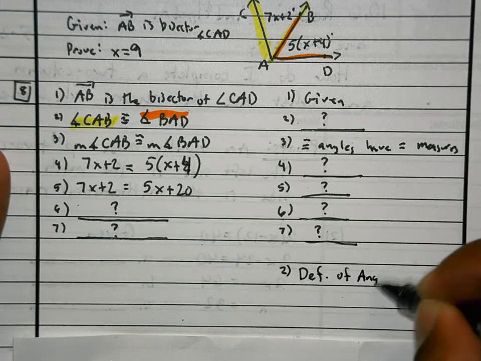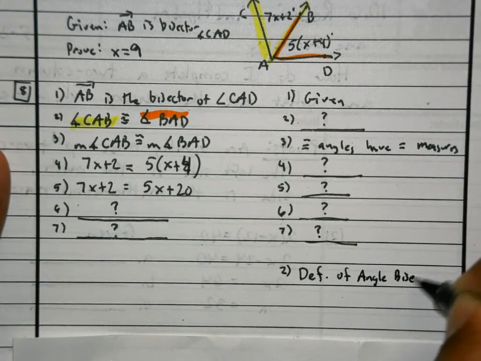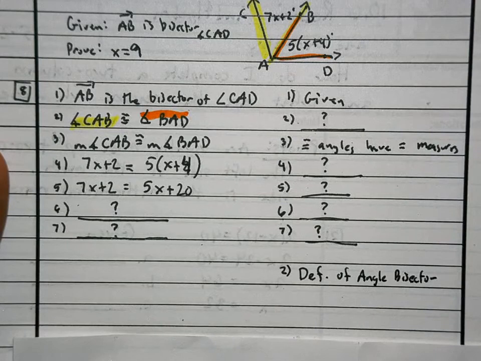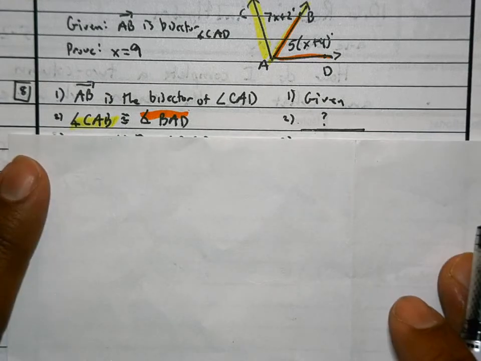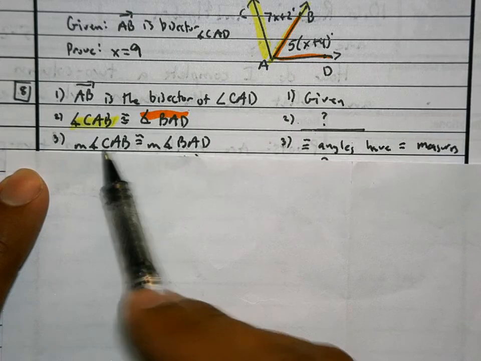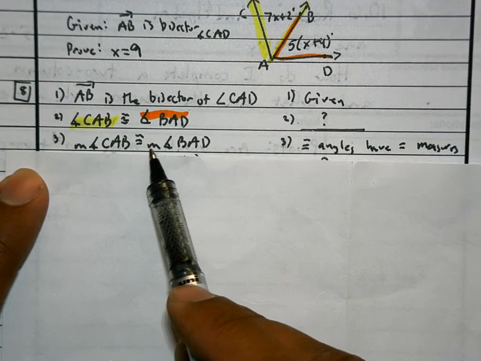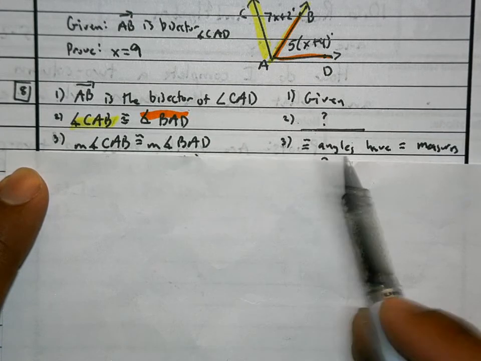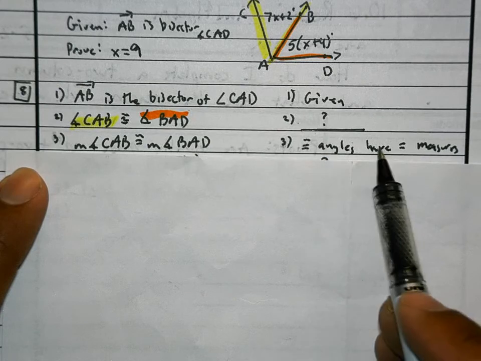Angle bisector. That's your first reason. That's how you know it, because you're using the definition of one of those words. Now, the measure of angle CAB is congruent to the measure of angle BAD. How do we know that? Because congruent angles have equal measures. They gave us that one.